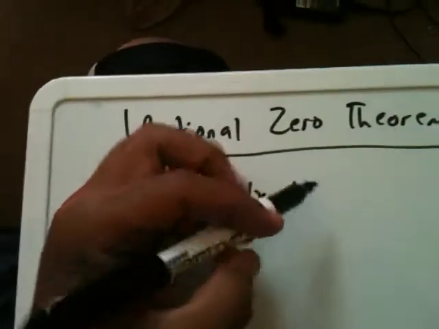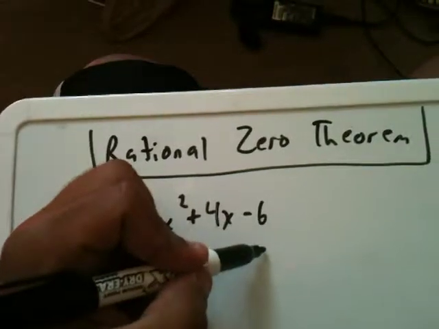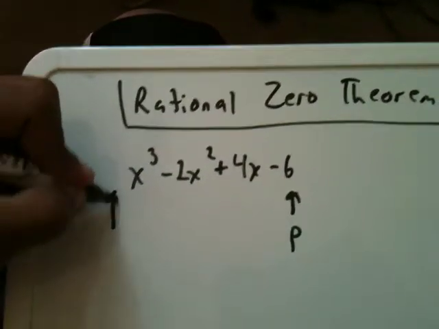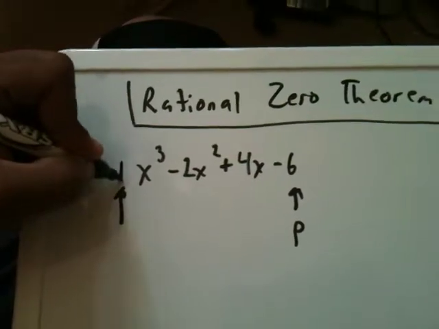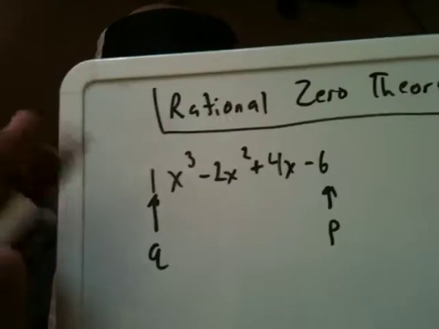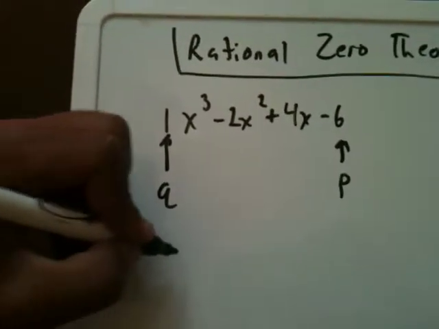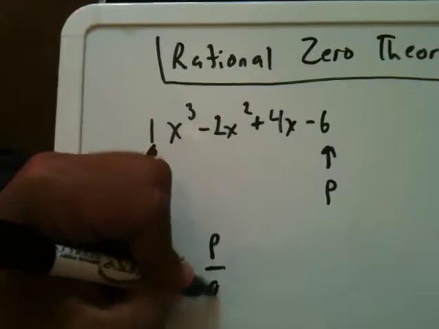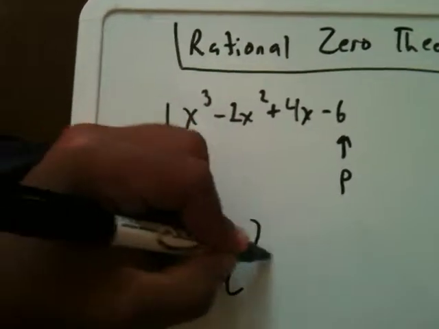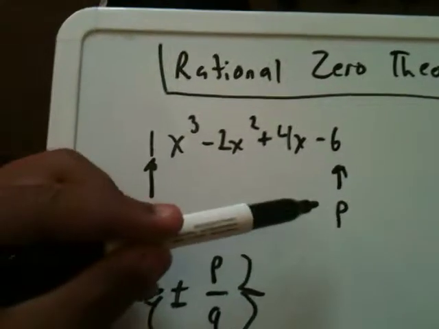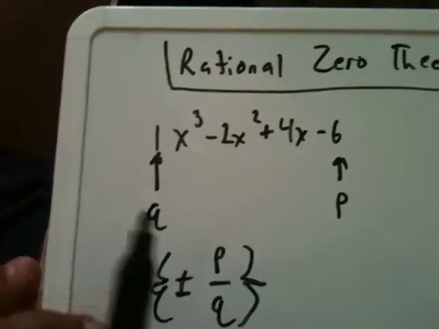Basically, it says let the constant term be equal to p, and let the leading coefficient, which is an implied 1, be q. All the possible rational zeros there could be is the set that is plus or minus p over q. And it's that simple. So here in this case, p is 6 and q is 1.